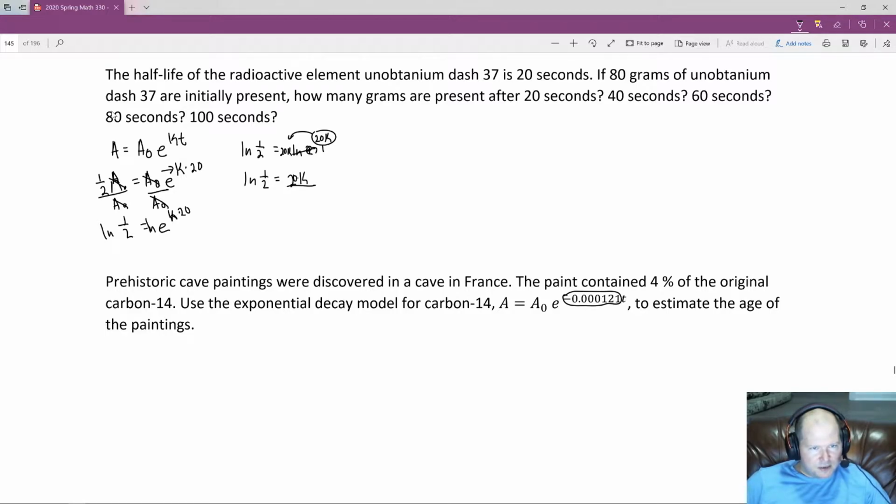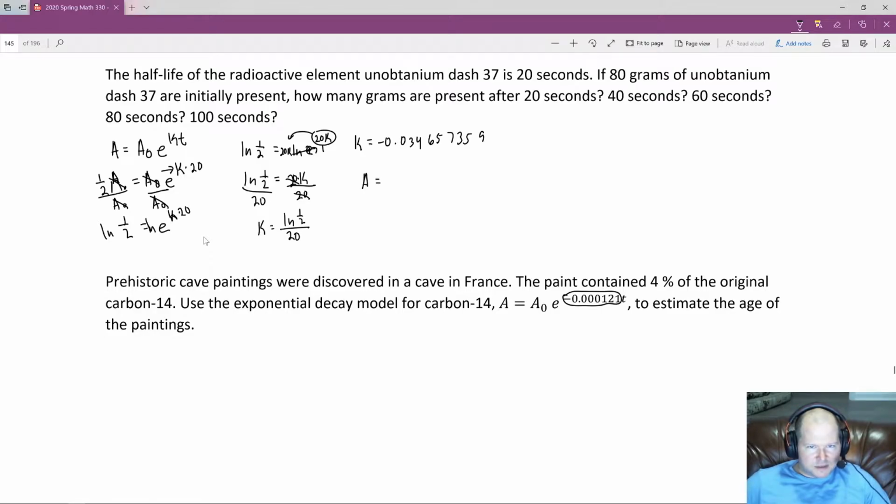And how do we undo the multiplication of k by 20? We divide by 20. Whatever we do to one side, we do to the other. These cancel out, leaving k equal to the natural log of 1/2 over 20. The approximate amount of that is something like k equals negative 0.034657359. Now I'm going to go back to the original equation.